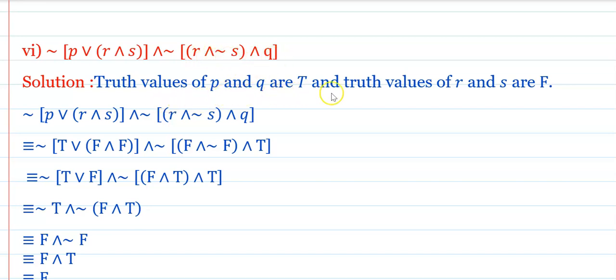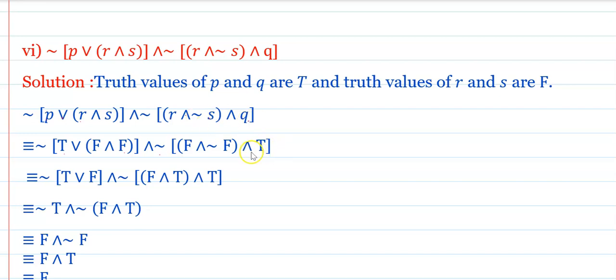Again, P and Q are true, R and S are false. Substitute the values. That is a negation. In bracket, P is true, or R and S, F and F, and negation of, in bracket, R is F, and negation of S means what? Negation of F is T. Sorry, Q means what? It is a T.